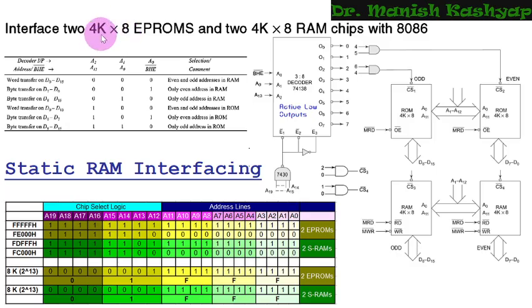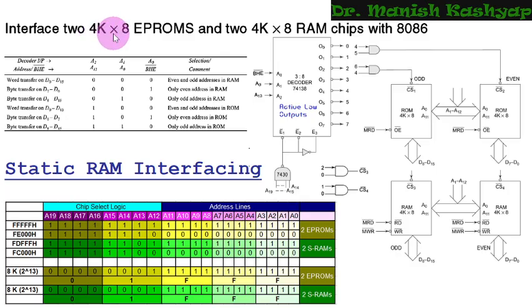So we have a total memory of 8K cross 8, because we have got 2 such chips, and it will be using address lines from A0 to A12. So that is why we have complete 13 address lines here. So that is the case here, right?